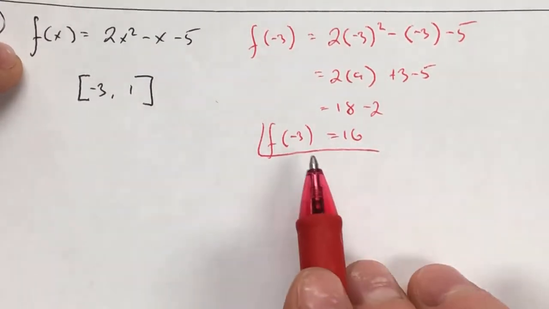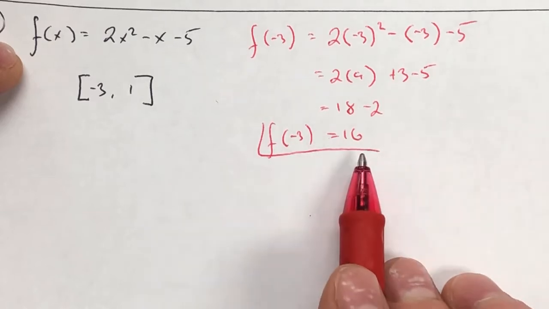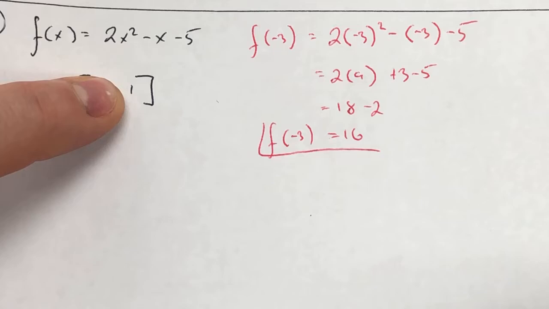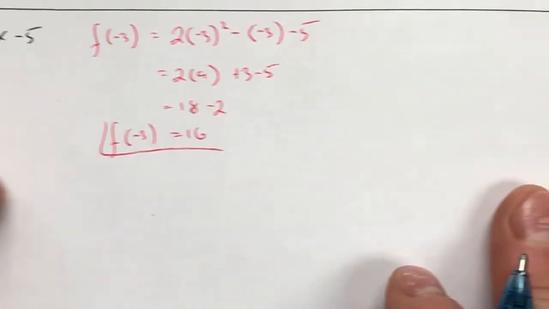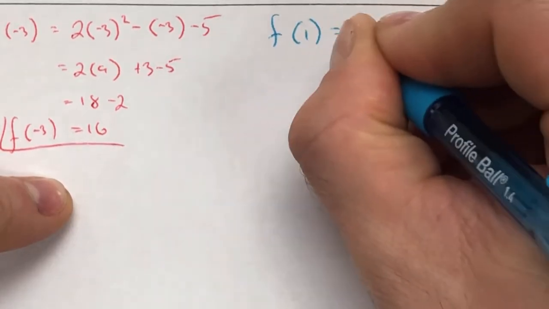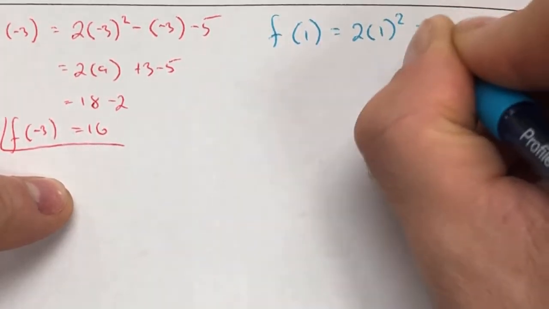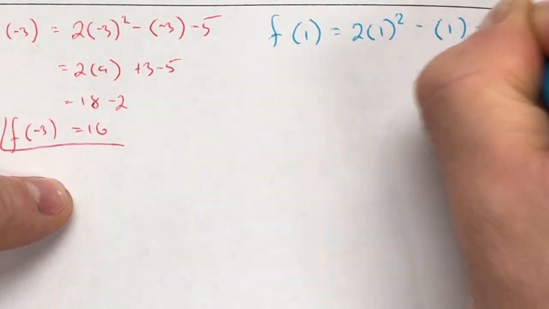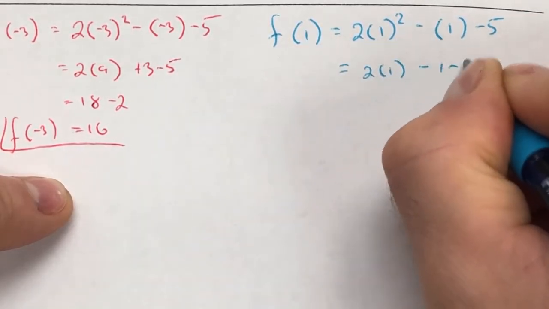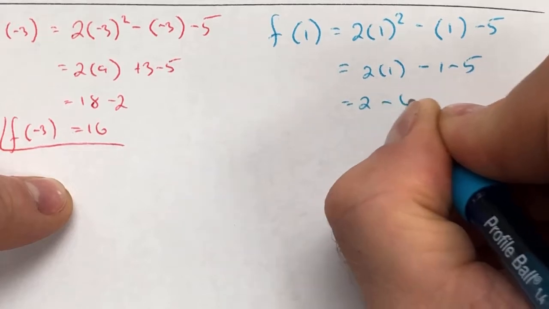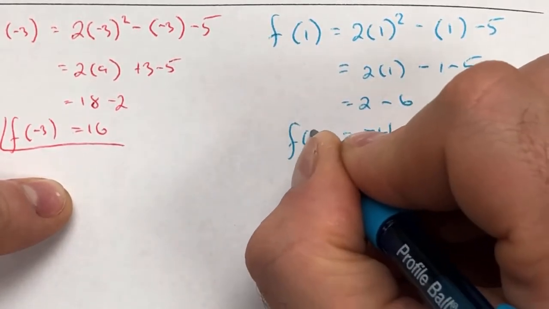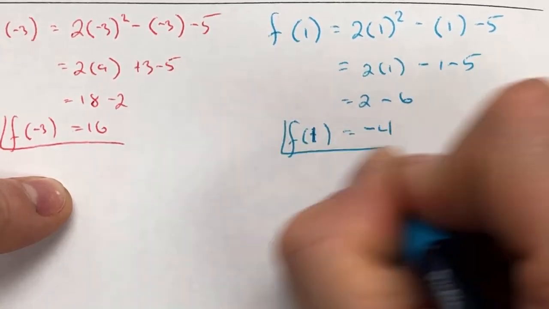Okay, so our first value is at 16. Let's take a look at the endpoint. At 1, copy this down. f of 1 is 2 times 1 squared minus 1 minus 5. So 2 times 1 minus 5, 2 minus 6 is -4. So f of positive 1 is -4.